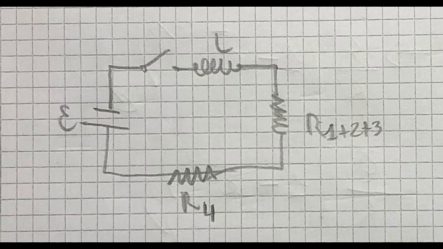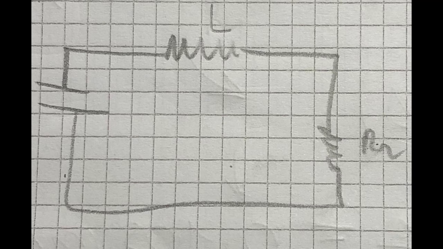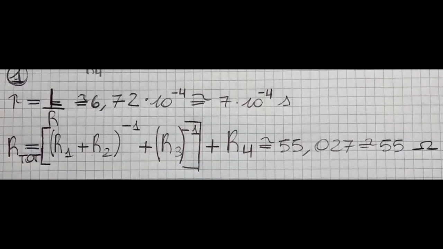Now the circuit can be simplified as in the video. Finally, the resistance 1 plus 2 plus 3 and the resistance 4 are in series, so I can just add them. The final value of the resistance is about 55.02727 that we write as just 55. Now we can calculate the value of the time constant, which is 6.72 times 10 to the power of minus 4, which we can write as 7 times 10 to the power of minus 4. The first question is solved.